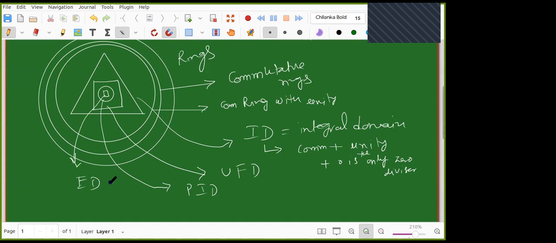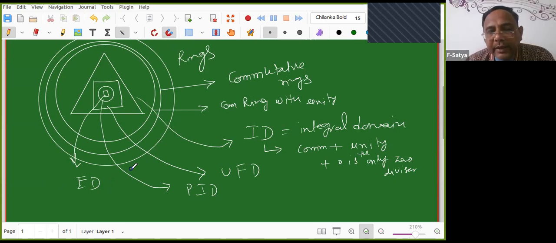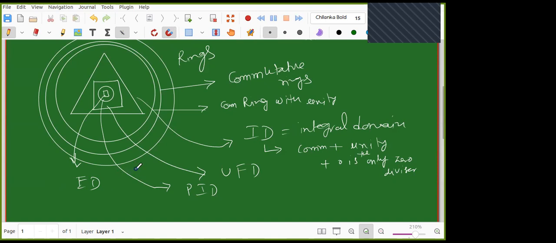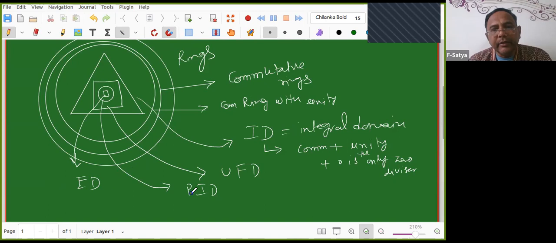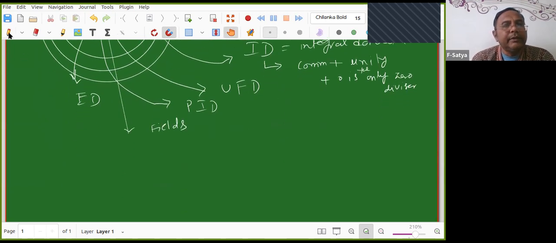Sir, UFD should be inside PID, right? No, no. PIDs are smaller. Every PID is actually a UFD. I'll write below, okay? And later inside we have fields. I'll write now. I'll give examples also so that it will be easy for you.